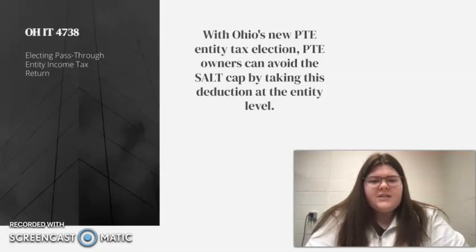With Ohio's new pass-through entity tax election, pass-through entity owners can avoid the SALT cap by taking this deduction at the entity level. The idea behind the IT 4738 is not new. Previously in Ohio, entities have taken composite taxes at the entity level using the IT 4708 and passed through that credit to the shareholders so they could also claim that credit on their Ohio taxes. Now they need only to file the IT 4738.